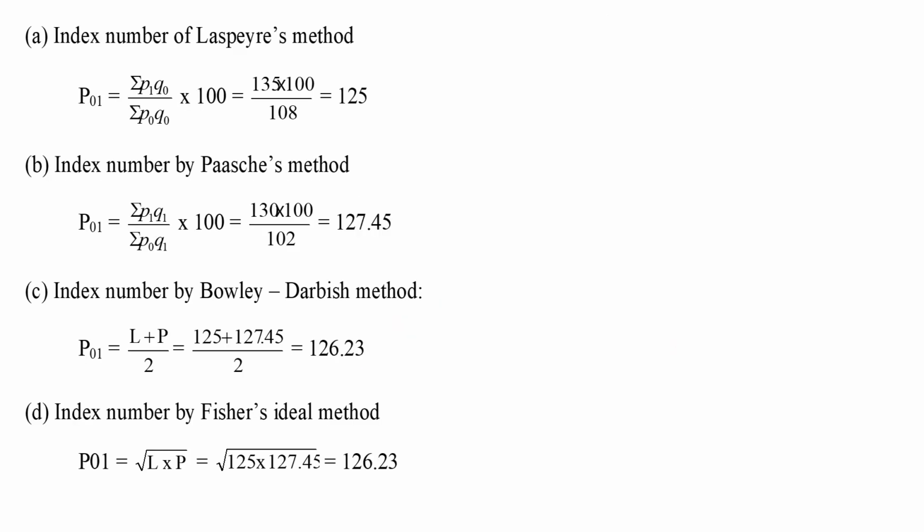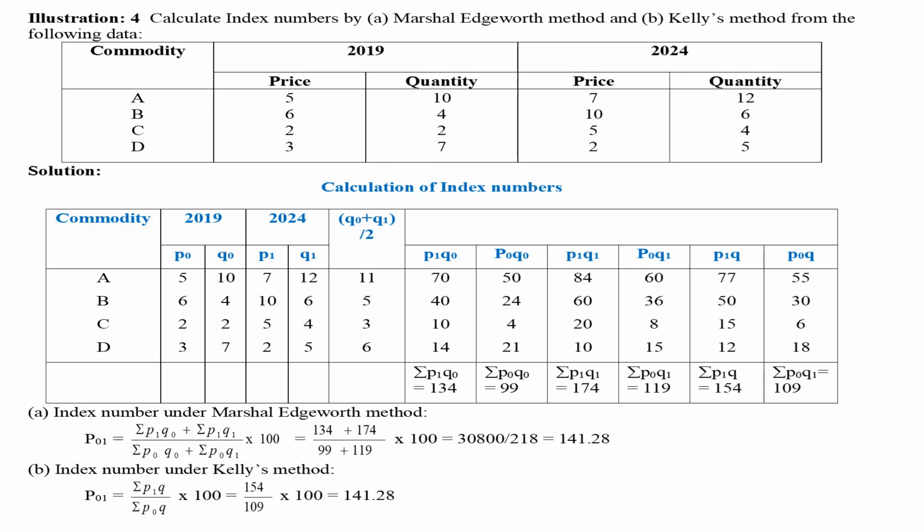Calculated values should be applied in the respective formulas to know the index numbers under A. Laspeyres' method, B. Paasche's method, C. Bowley-Dorbish method, D. Fisher's method. In illustration 4, it is required to calculate index numbers by A. Marshall-Edgeworth method and B. Kelly's method from the data related to price and quantity consumed for 2019 and 2024.